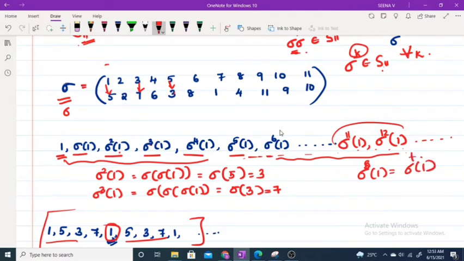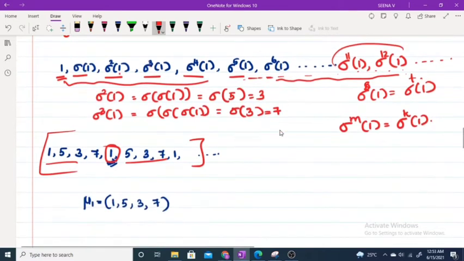Okay. And let m be the first repetition, like sigma raised to m of 1 is equal to sigma raised to k of 1. And this is the first repetition, that is, m greater than k greater than or equal to 0. Sigma raised to m of 1 equal to sigma raised to k of 1 is the first repetition. Suppose it is the first repetition.